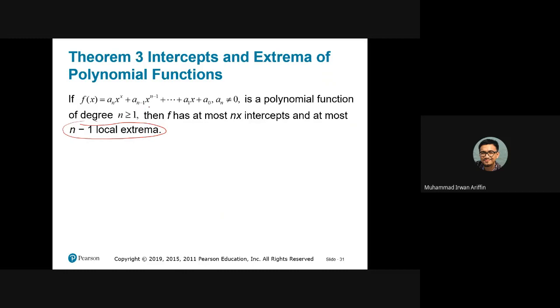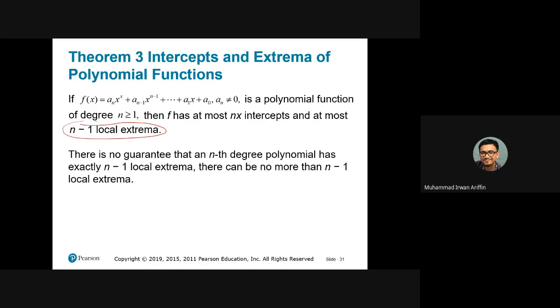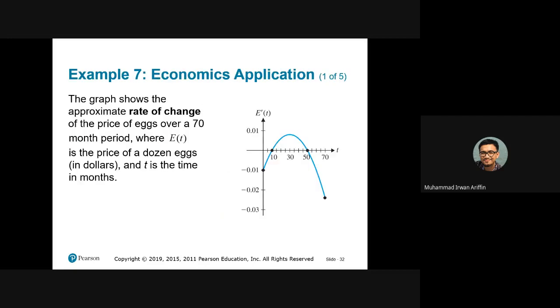It helps us to find the critical points and investigate whether they are local minimum or local maximum. So there can be no more than n minus 1 local extrema.